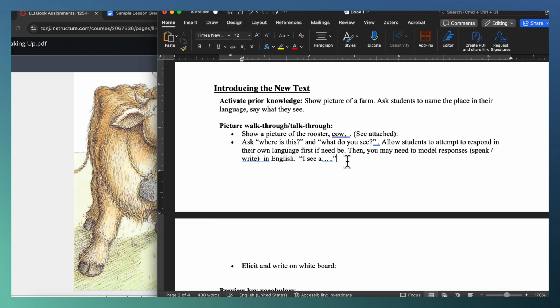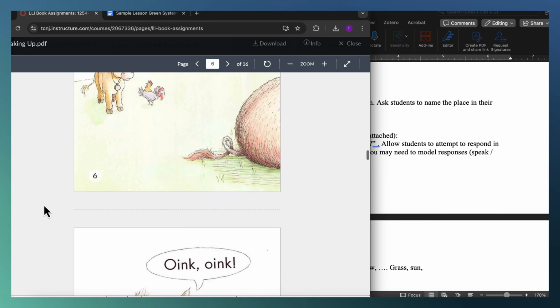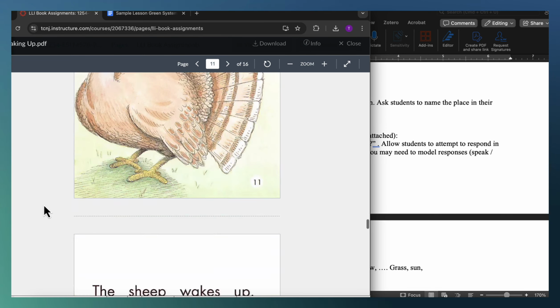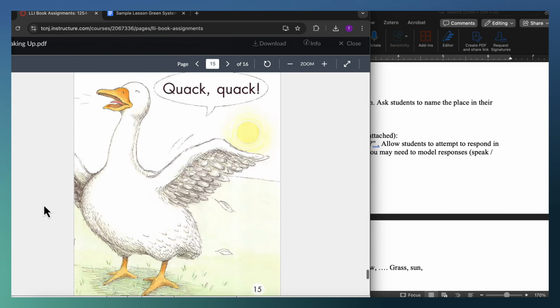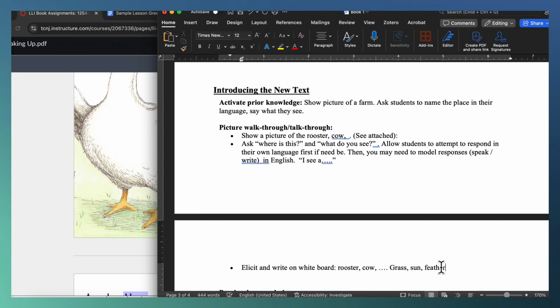And so anytime the students notice something about the picture, I put all that stuff up on the whiteboard. So I'm going to just say, elicit and write on the board: rooster, cow, all the animals, grass, sun. What else do we see? More grass and more sun. That's it. It's pretty close. Maybe the word feathers, that might come up.